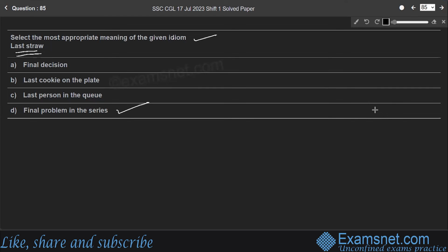The last in a series of unpleasant events that finally makes you feel that you cannot continue to accept a bad situation, right? For example, losing my job was bad enough, but being evicted was the final straw, right? Therefore, option D is the right answer. The final problem in the series is called last straw.